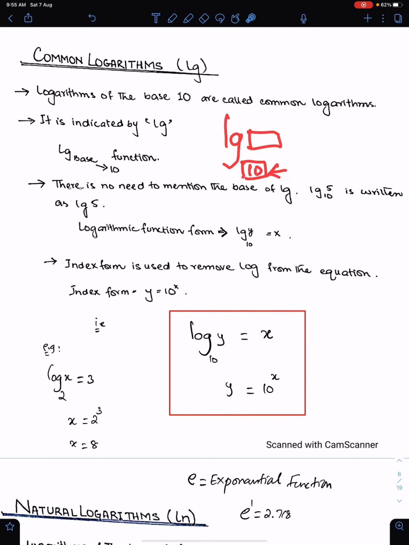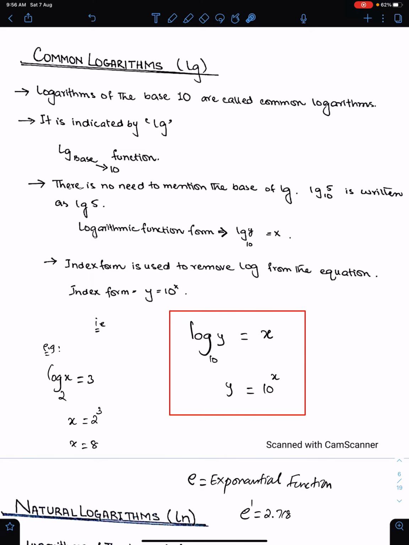We write base here and function here, but since this log has a fixed base, there is no need to mention this base. You just need to write the function here. So lg 5 means log 5 base 10. There is no need to mention the base of lg. So lg function 5 base 10 is written as lg 5. It's understood that the base of this log is 10.